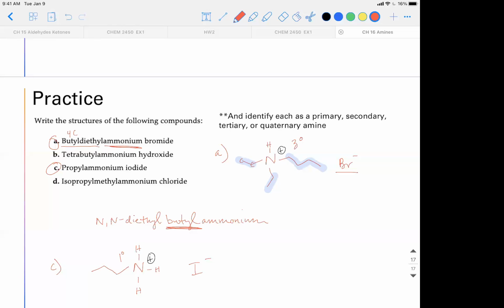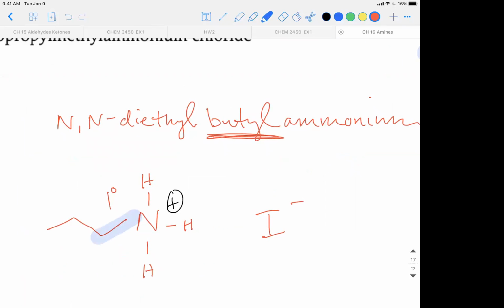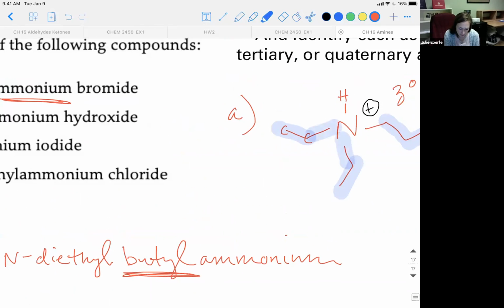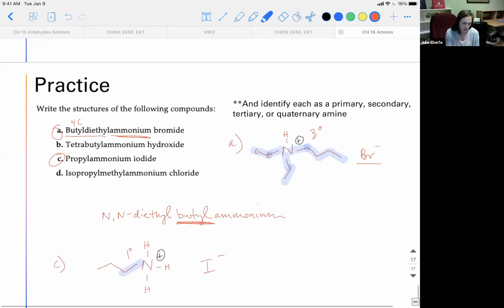Isn't it because the nitrogen's only bonded to 1 carbon? Say that again, Robin. Isn't it because the nitrogen's only bonded to 1 carbon? Yeah, on the propyl ammonium, we just have this 1 nitrogen-carbon bond. That's why it's primary. Up here, I highlighted 3, these 3 bonds right here, 1, 2, 3. Those are 3 nitrogen-carbon bonds. That's why it's tertiary. Okay, that's chapter 16. Any questions as of now?